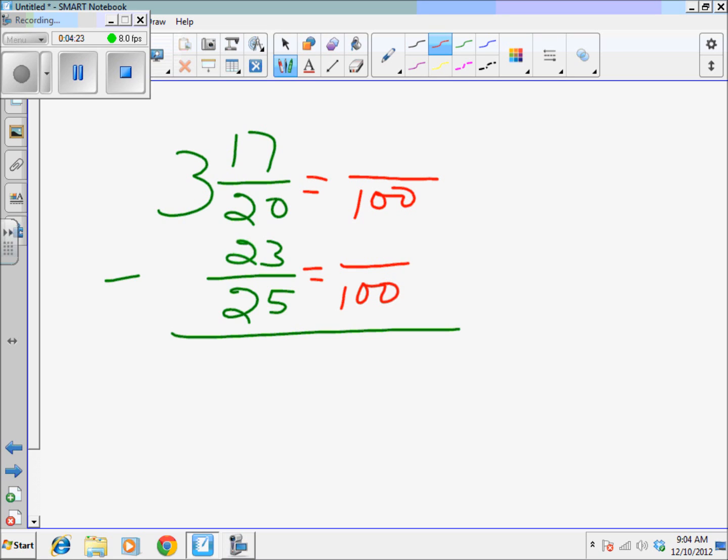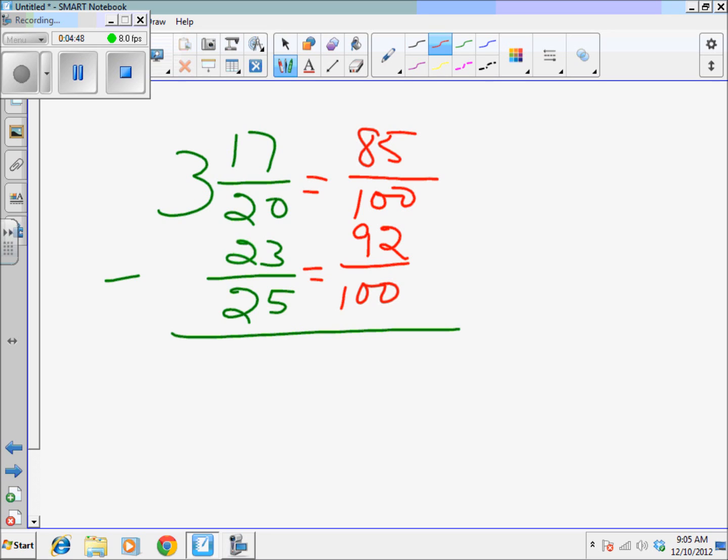20 into 100 goes how many times, everybody? 5 times 17 is 85. 25 into 100, how many times? 4. 4 times 23 is 92. What's the problem with 85 minus 92?